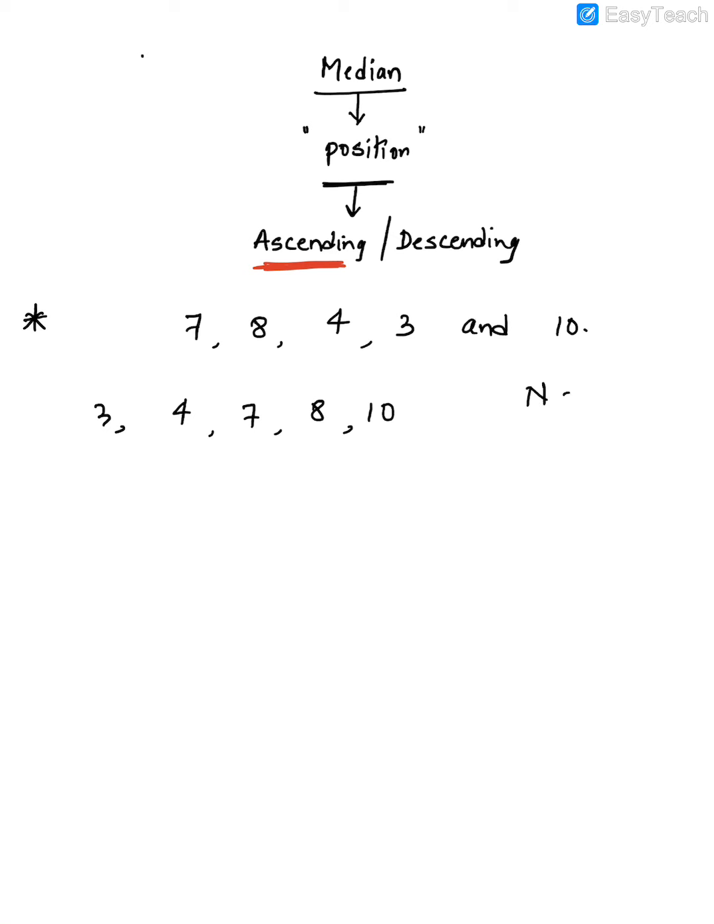What is the number of observations here? If you count 3, 4, 7, 8, 10, we've got 5 observations. Since the number of observations is 5, this is an odd number. Whenever the number is odd, it's very easy to find the median. First, let's do it by our normal thumb rule method, using simple logic.